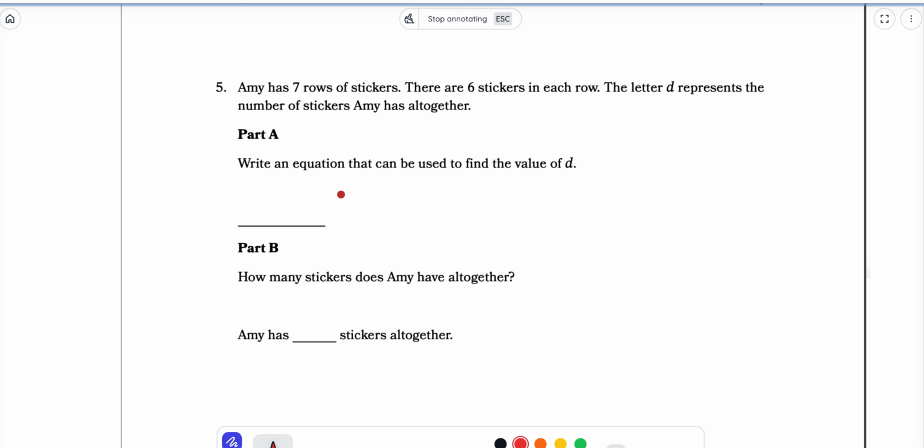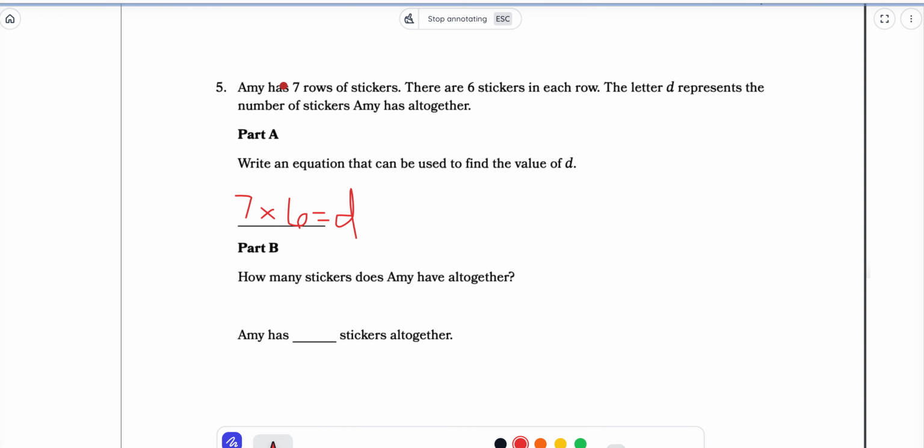7 times 6 equals 3. Oh, so for this first one, you only need this part, okay? All right, very good, though. You have the right equation.